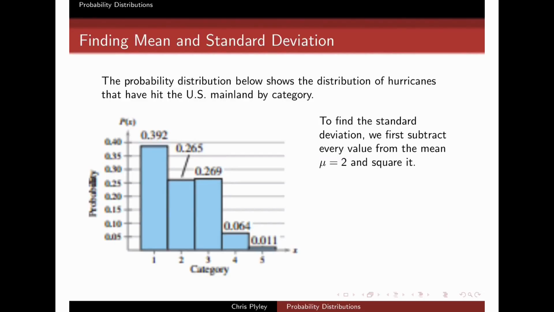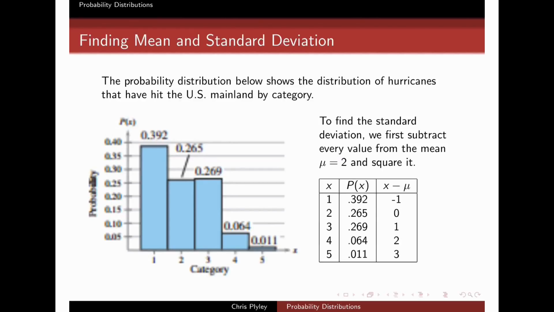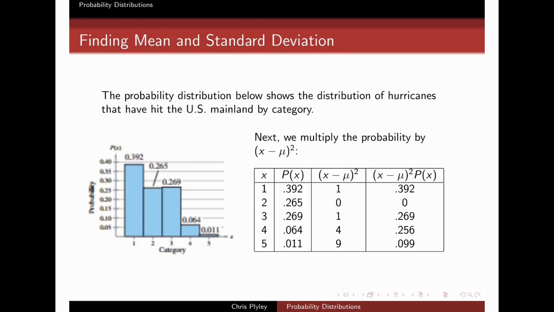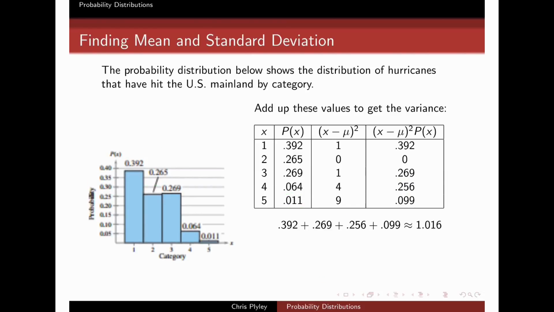So I go through step by step here. You can double check. I take my expectation of 2 and I subtract it at each point from the value of x. I start with when x is 1, 1 minus 2 is minus 1, 2 minus 2 is 0, 5 minus 2 is 3, and so on. Each of these values I square, x minus the mean squared: minus 1 becomes 1, 0, 1, 4, 9. Multiply by the corresponding probabilities. So I take 1 times 0.392, it gives me 0.392, 0 times 0.265 gives me 0. I'm multiplying these two columns here. Then I add it all up.